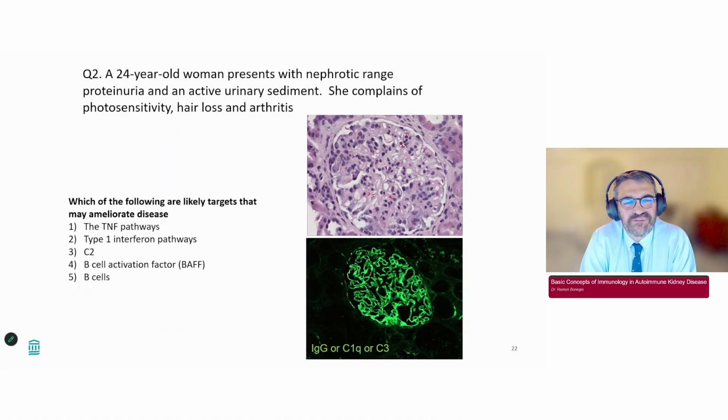Okay, here we have a 24-year-old woman who presents with nephrotic range proteinuria and an active urinary sediment. It's not a mystery. I think she has lupus and she's complaining of photosensitivity, hair loss, and arthritis. So which of the following are likely targets that may ameliorate her disease?